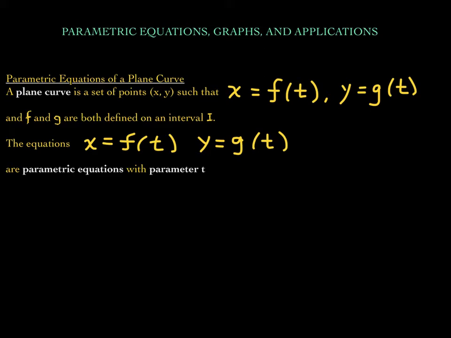Here's the definition. A plane curve is a set of points (x, y) such that x is equal to f of t, y is equal to g of t. So both x and y are defined as functions of t, and f and g are both defined on an interval, let's call it I. These equations, x equals f of t and y equals g of t, are called parametric equations, and t is called your parameter.